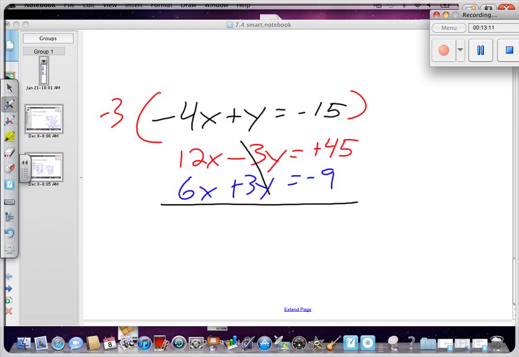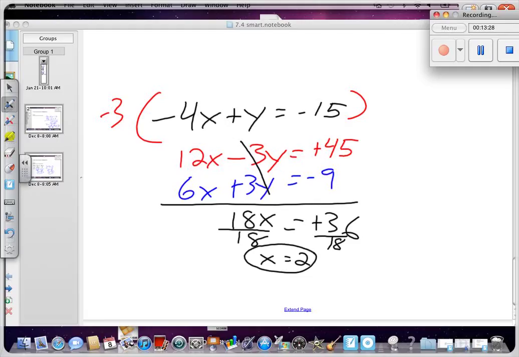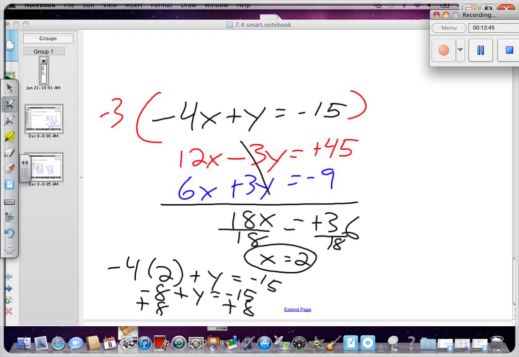45 plus -9 equals positive 36. The 3y's cancel, but 12 plus 6 gives me 18. I divide both sides by 18, and what does x equal? 2. Now I'm going to put it into the original problem. -4 times 2 plus y equals -15. -4 times 2 is -8, plus y equals -15. I'm going to add 8 to both sides, and y equals -7.